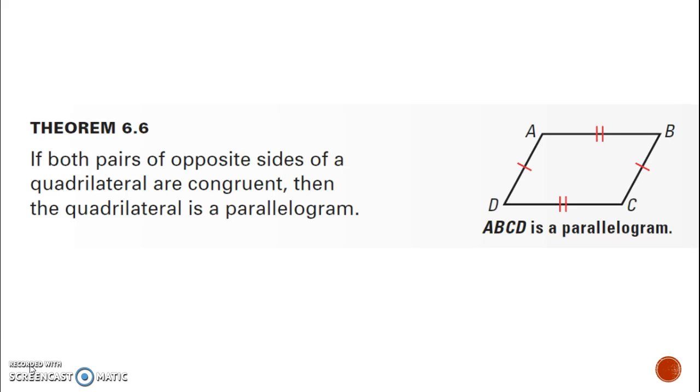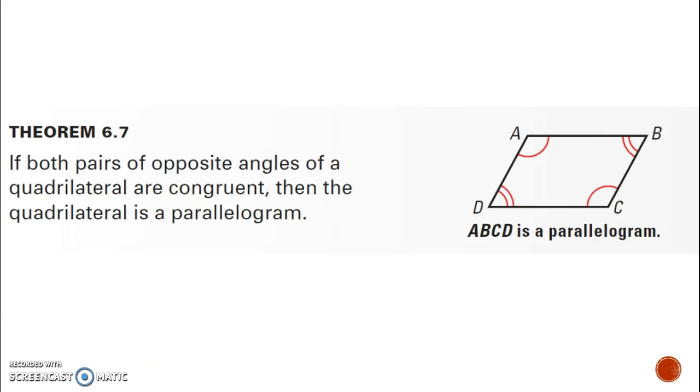Okay, so that's your first theorem here, and just fair warning, there are 5, so you're going to have to add 1 box on the end of your paper. If you want to stop the video right now and do that, you can do so. Okay, so if the opposite sides are congruent, we can assume that a figure is a parallelogram.